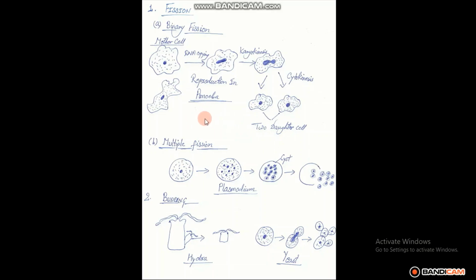Okay. Now let's see multiple fission. For multiple fission, I have a best example, Plasmodium. Plasmodium reproduces by the multiple fission mode of reproduction. So it is also a unicellular organism. Plasmodium is a parasite. It is a parasite for humans also, that creates malaria in humans.